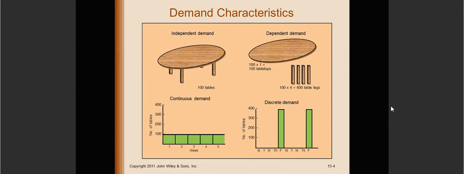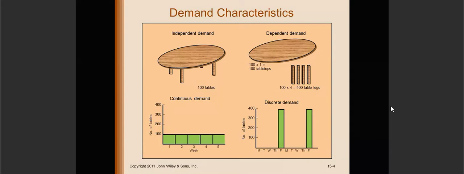So this is the demand characteristic, the comparison between the continuous demand and the discrete demand. The continuous demand normally applies to the finished product and has the characteristic of independent demand. For the components or parts like the tabletop here and table legs here, the components of the table, all of these items are considered dependent demand.